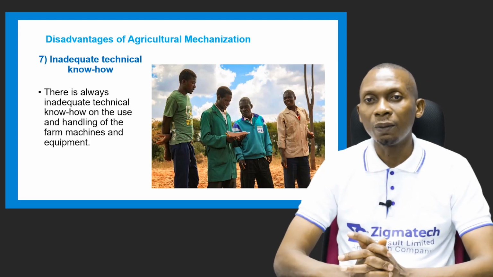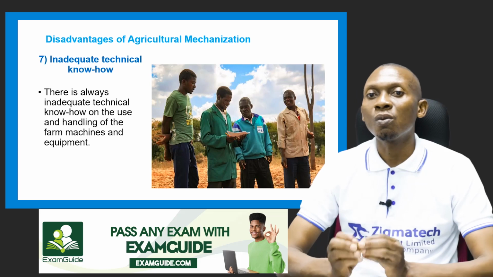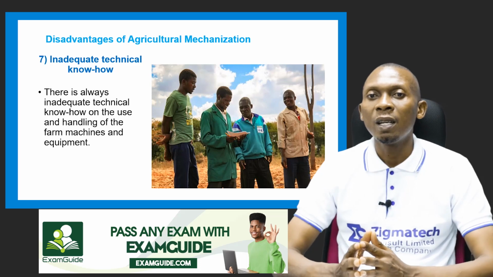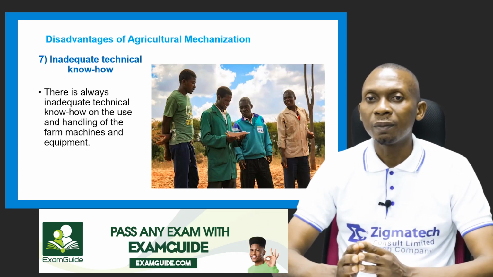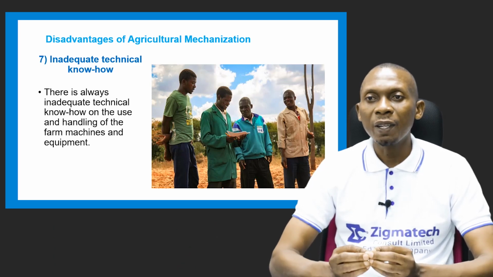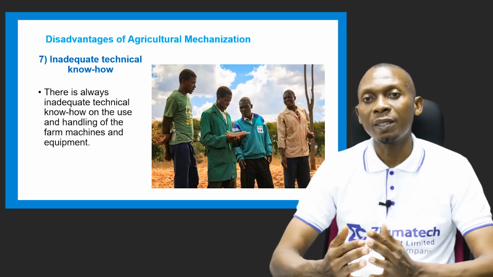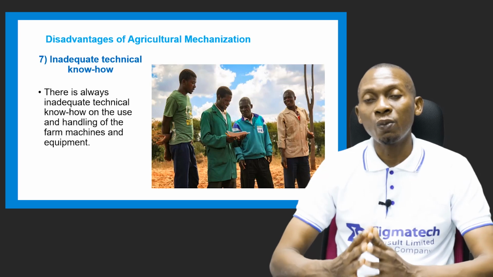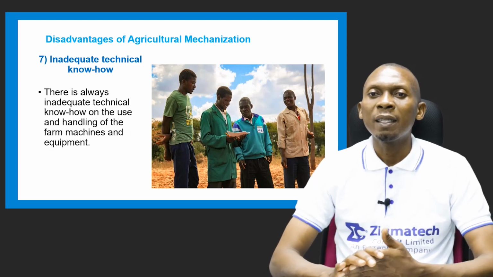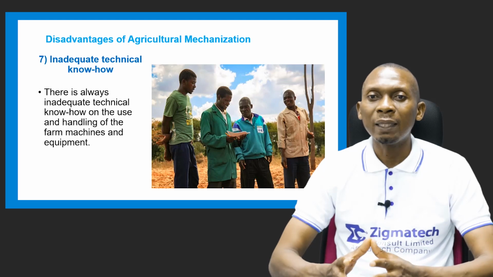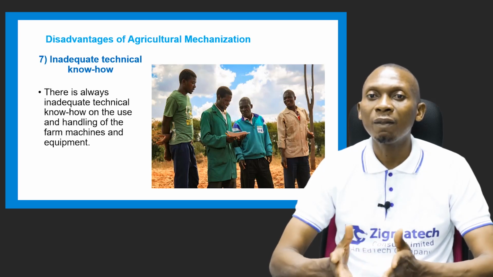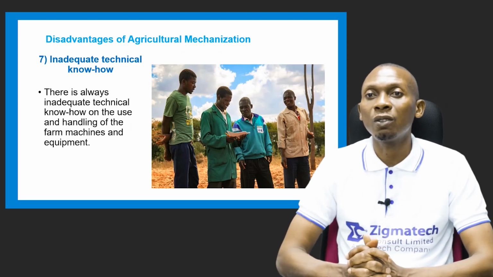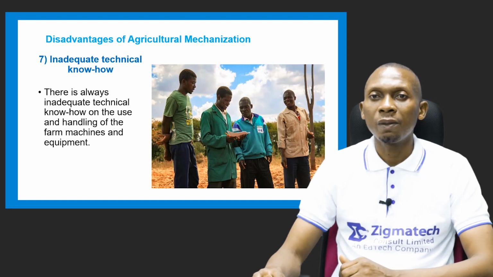Inadequate technical know-how. Now, the knowledge to operate these machines, the knowledge to maintain these machines is not available. In West Africa, because these machines are not produced in West Africa, they are made in Europe or the Western world. When they're imported into Nigeria to be used, you find out that people need to be trained on how to handle them, and this is not available. We lack technical know-how on how to use and handle these farm machines and equipment. That's a major disadvantage too of agricultural mechanization.